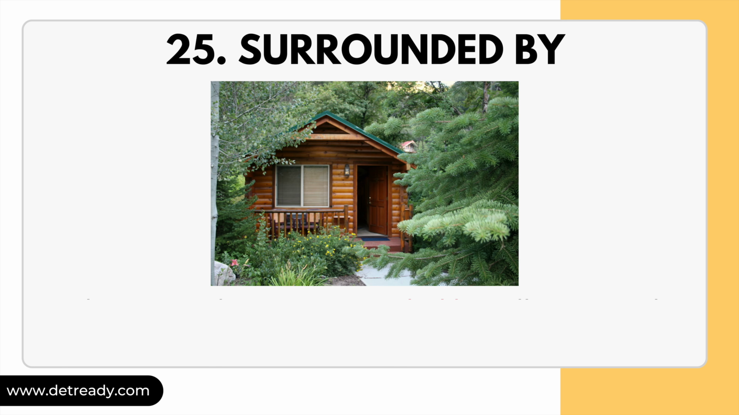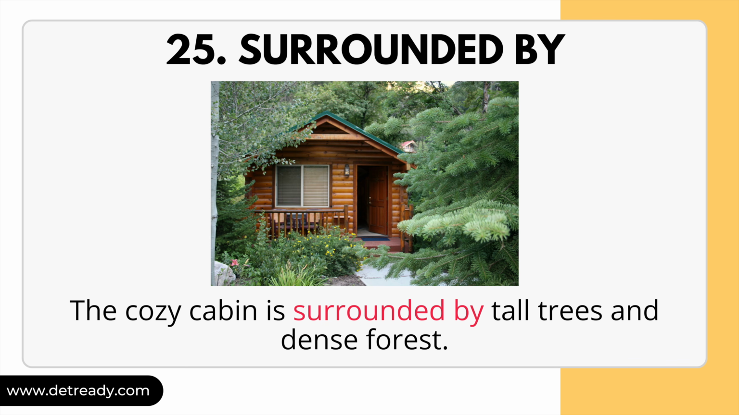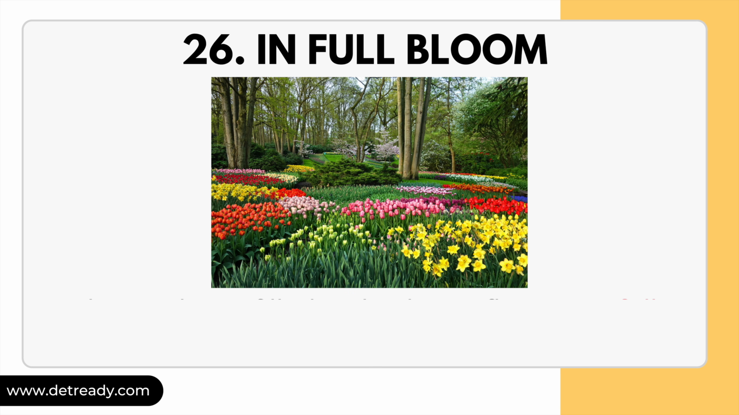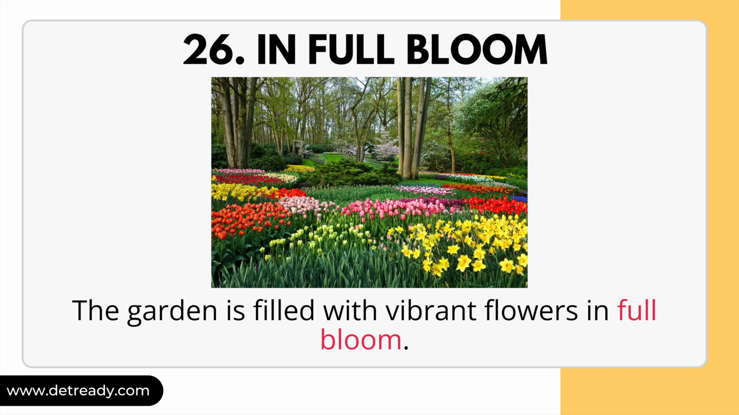But what if you get a photo like this? See that cabin? We can say it is surrounded by. The cozy cabin is surrounded by tall trees and dense forest. It's right in the middle of the trees and forest. It's possible you'll get a photo with some flowers. And if the flowers are very colorful, then you can say that they are in full bloom. For example, the garden is filled with vibrant flowers in full bloom.